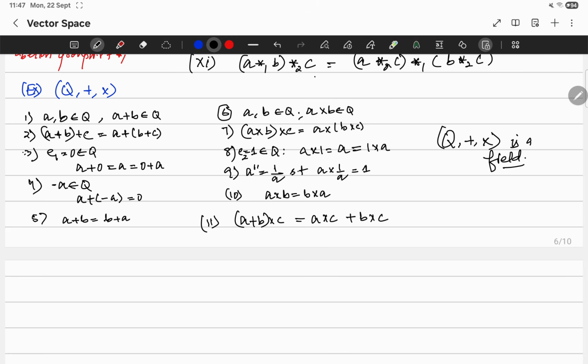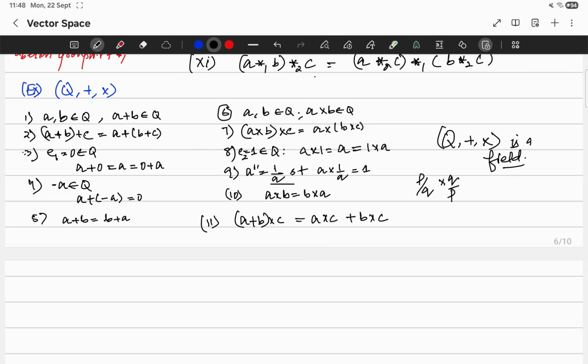I think you will get confused here: if a is 0, what will happen? It will be 1 by 0. But for a field, it is required that every non-zero element has a multiplicative inverse. So when we have a non-zero element, if we have p by q as non-zero, then its multiplicative inverse will be q by p. So it is required for the non-zero elements in a field.